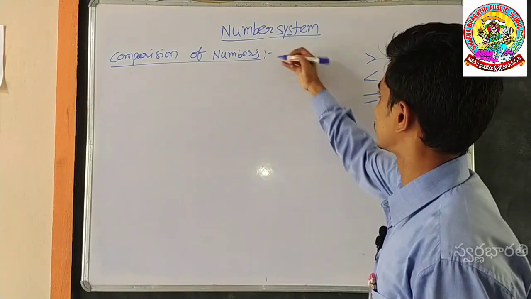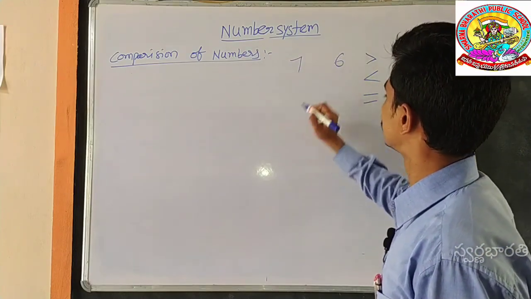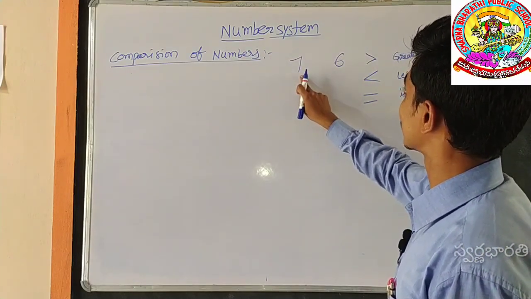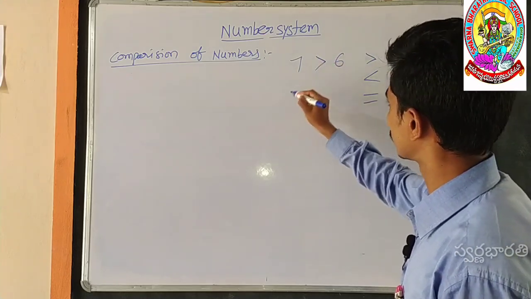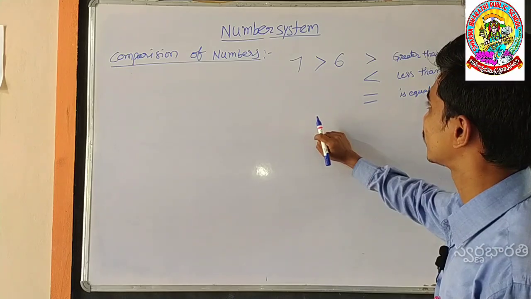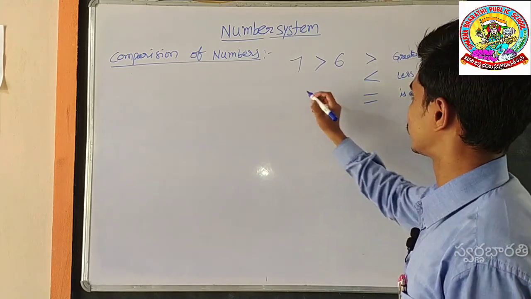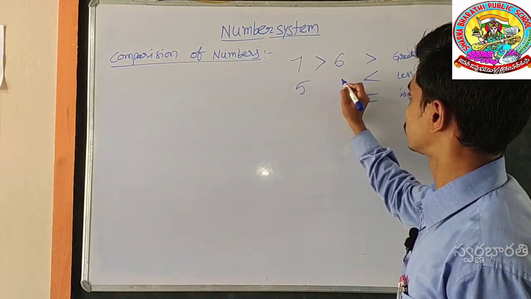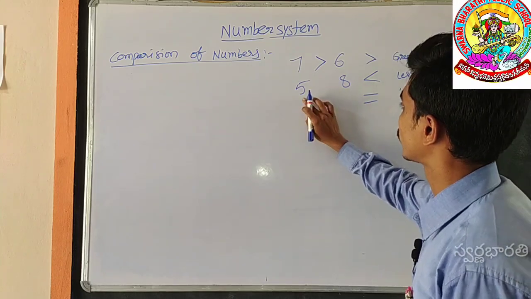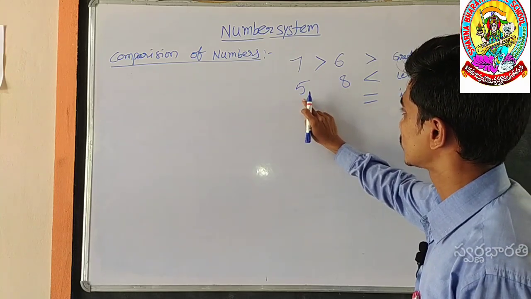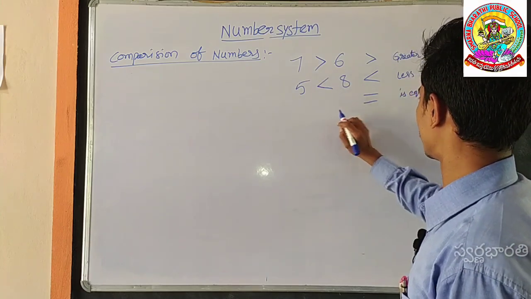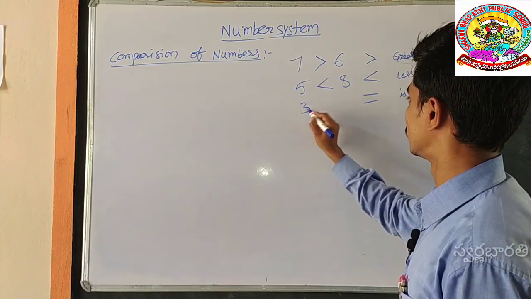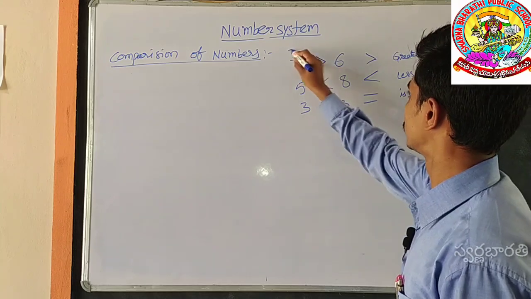For indicating like this. Here 7 is a greater number when compared to 6. So 7 is greater than 6. Less than: here 5 is a smaller number when compared to 8, so 5 is less than 8. Equal to: 3 is equal to 3.